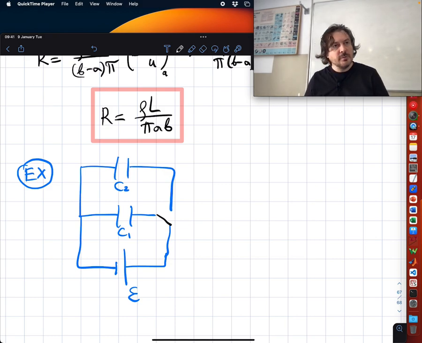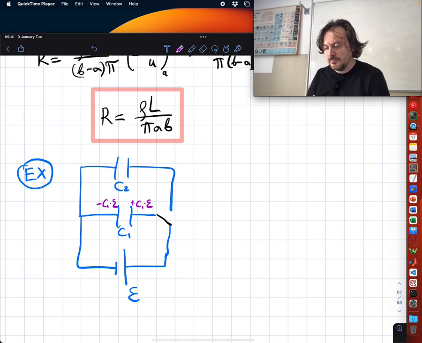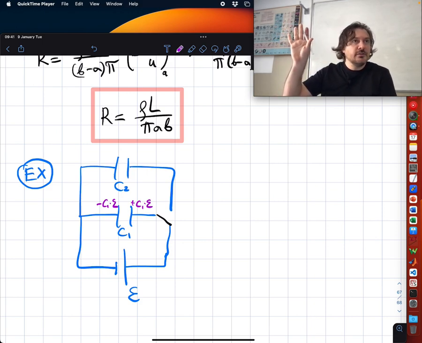How much charge will be deposited on the capacitor? C1 times V. Do you want this to be V? Is it okay if it's E? Yes. So at the beginning, there will be plus C1 times E here, minus C1 times E here. So far, so good. No tricks so far, right?